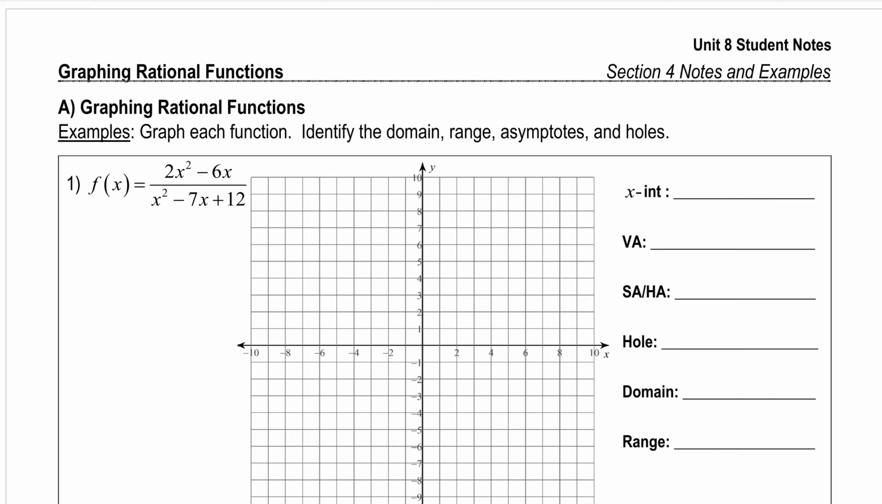This is 8.4 notes, graphing rational functions. So in 8.3 we did reciprocal, now we're doing rational. These are way more advanced than reciprocal. Reciprocal are very easy, there's not a lot of work. These have a ton of work.